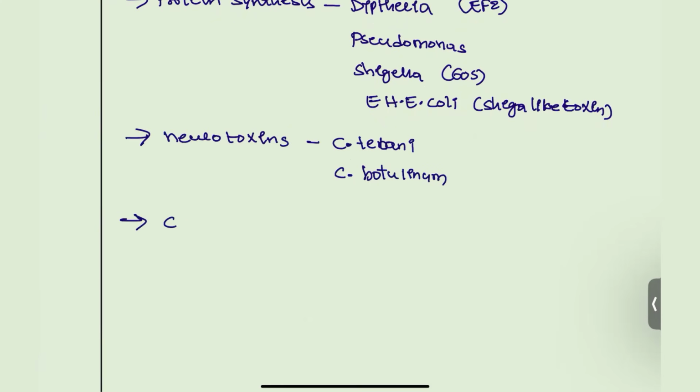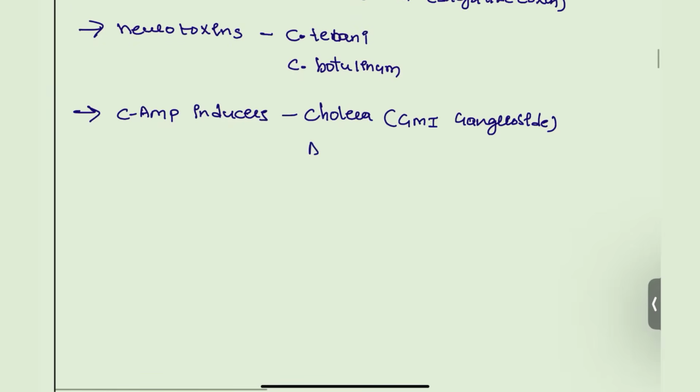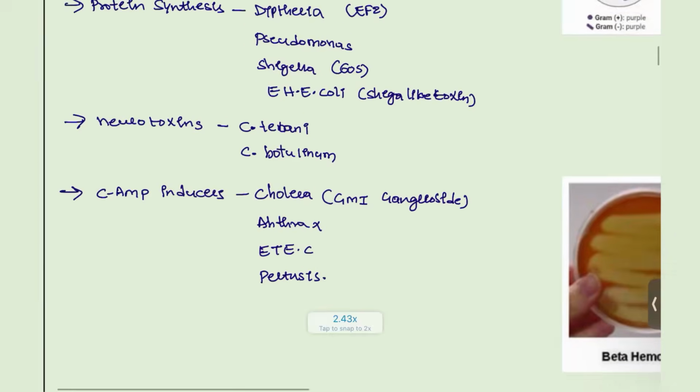Next, cAMP inducers. These cAMP inducers are cholera, right? GM1 ganglioside. This is also asked for us. Next, we also have anthrax, toxigenic E. coli, and pertussis. Okay, these are going to be the cAMP inducers for the toxins.